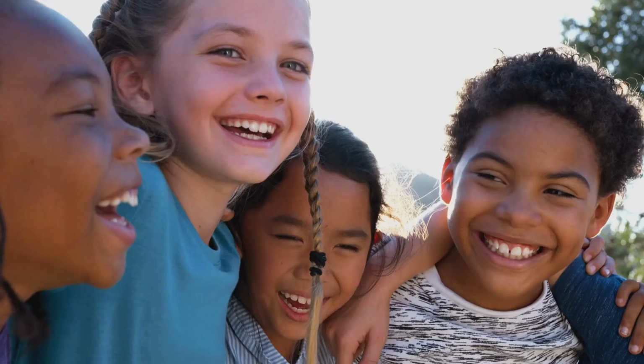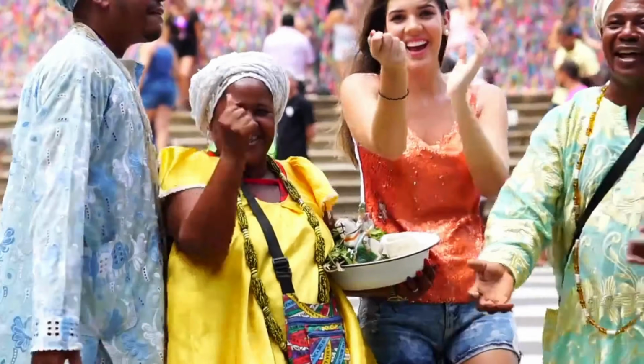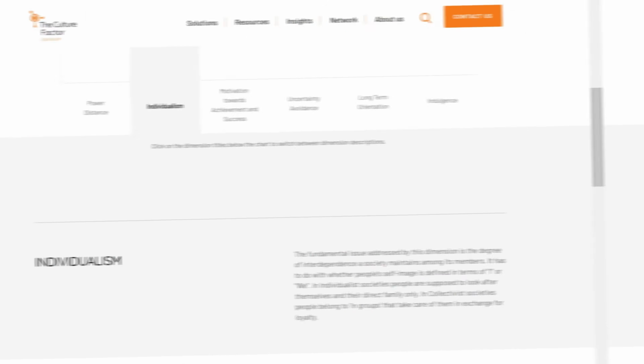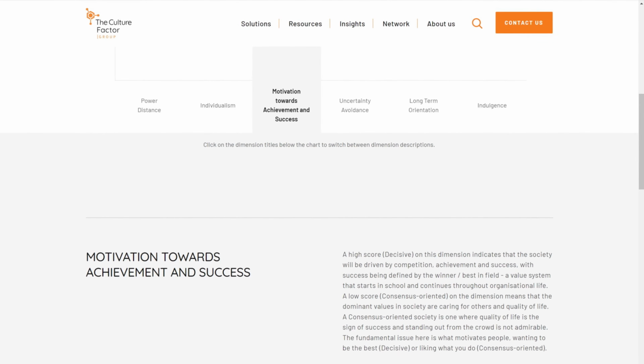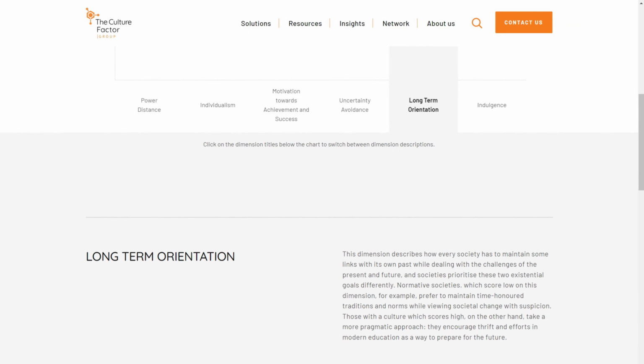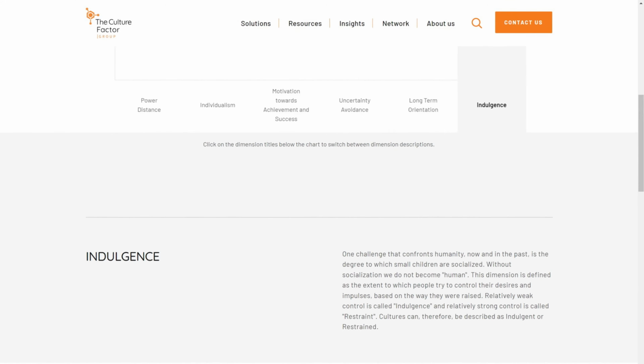Hofstede described the main underlying differences of national cultures along 6 dimensions: power distance, individualism, uncertainty avoidance, a drive to achievement and success, long-term orientation, and indulgence. I'll leave you guys the link below and you can explore this tool further. But now let's select our 3 countries and explore the cultural differences, shall we?